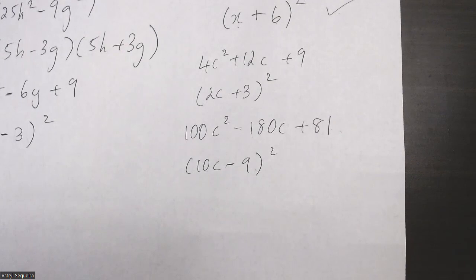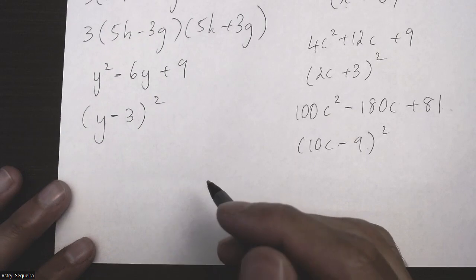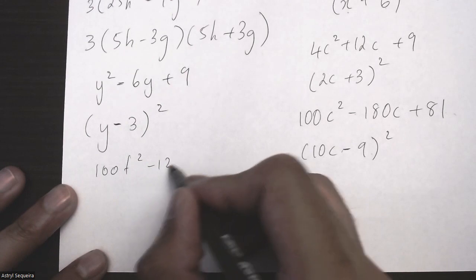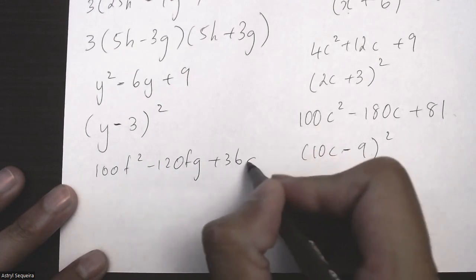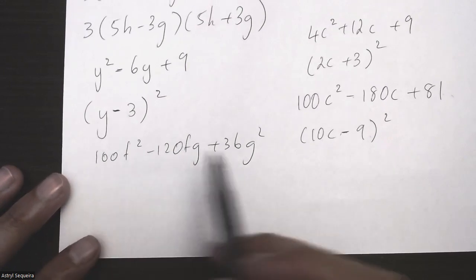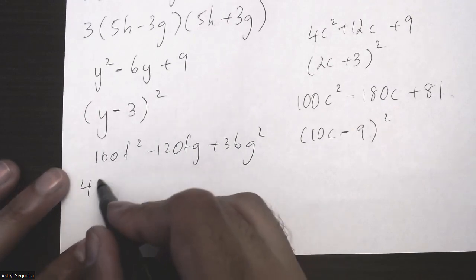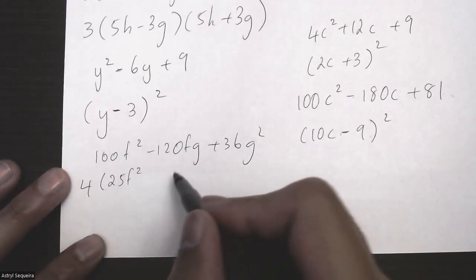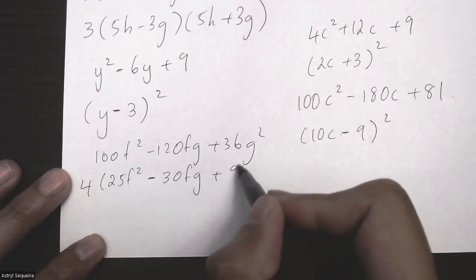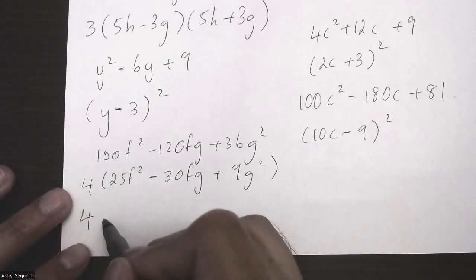You can always get common factors in these types of questions as well, so make sure you always watch out for that. For example, you could have something like 100f squared minus 120fg plus 36g squared. I don't know if this is factorable or not, but I do know we have a common factor here, definitely at least a 4, if not a higher number. But I'm pretty sure it's 4. The reason why I picked 4 is because I know 25 is a square rootable number. And this is going to be 30fg, and this is going to be 9. 9 is also a square rootable number, so now you can tell that's fully common factored.